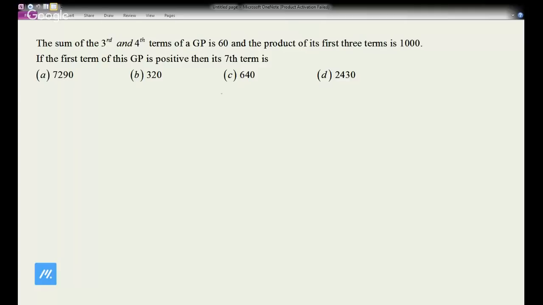अगला करें. अगला प्रॉब्लम है कि that the sum of this and this is given. Just see it on the screen and then try to solve it. Again, it's a very very simple problem. 2015 online paper 2.